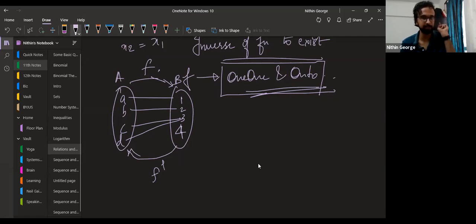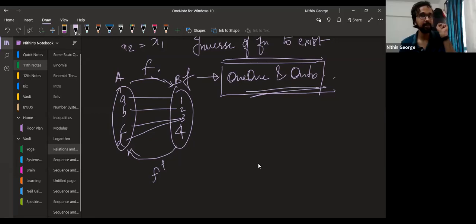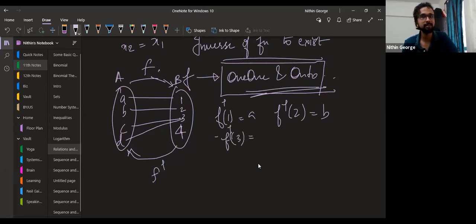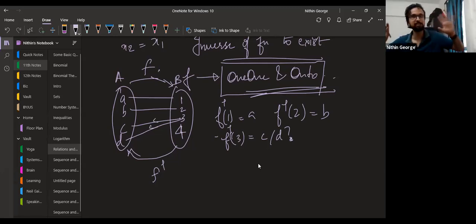Guys, I need everybody responding. From here, this is a many one function. Now, what is the reverse mapping? F inverse 1 is A. F inverse 2 is B. F inverse 3, is it C or D? Which one? Both, sir. It's not a function now.